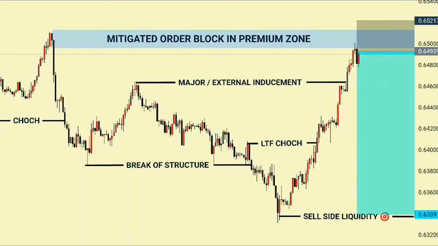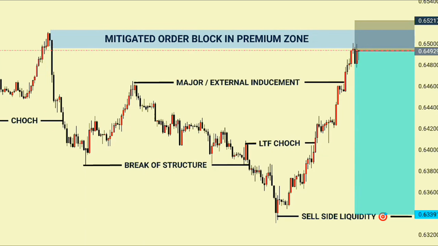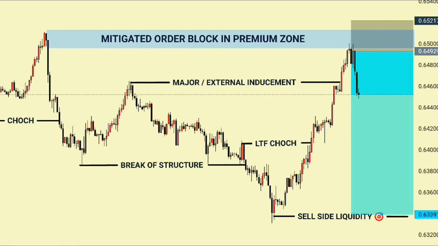First, we wait for the market to show a bearish direction through structure change and structure break. Then, we wait for the price to move into the premium selling area, where institutions place sell orders. Inside this premium zone, we mark the unmitigated selling order block as our point of interest. After the price reaches this area, we do not enter immediately.